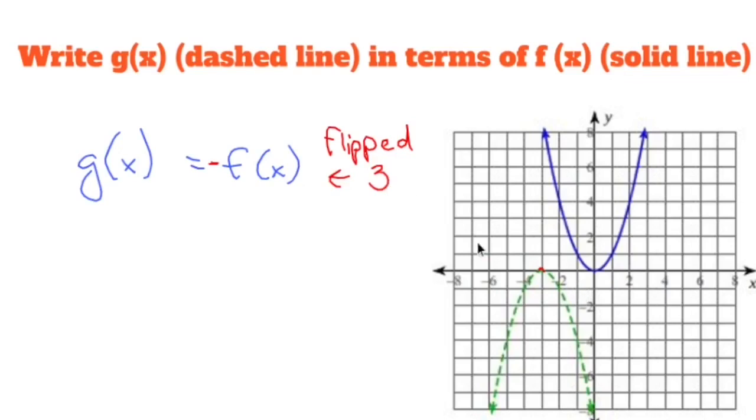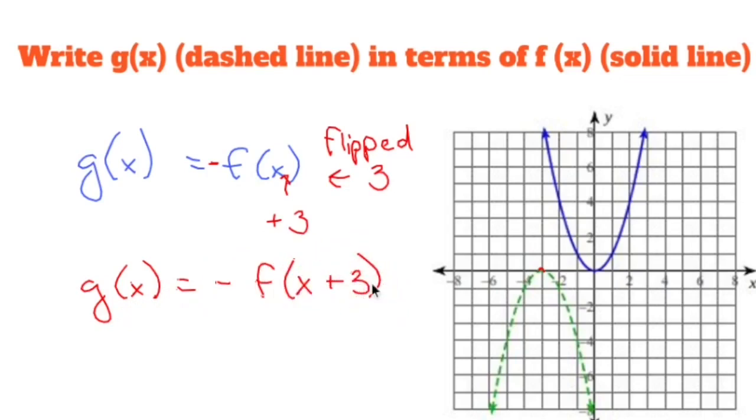If I move to the left 3, I take the x value, and I know this is going to sound crazy, but when you move left, you're actually going to add a number to x. So I'm going to add 3 to it on the inside of the parentheses. So g of x is now negative f of x plus 3. So no moving up or down. If I were to move up, I'd add something. If I were to move down, I'd subtract something outside the parentheses. If I had moved right, I'd subtract something in here, and this was negative because I flipped it upside down. So that is g of x. Fun, fun.